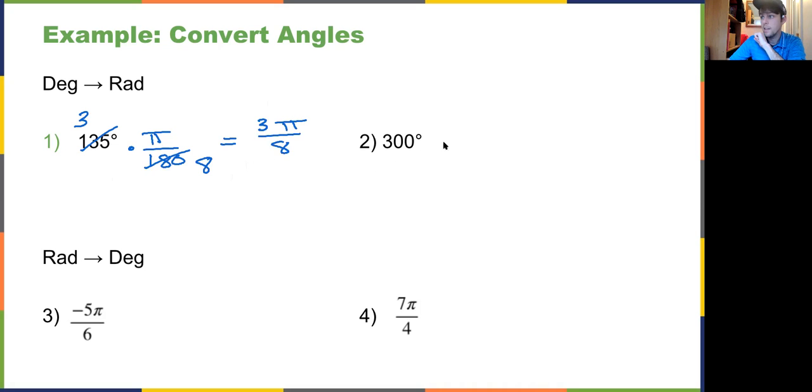300 degrees, so same idea. We need to give it pi, so we're going to multiply by pi over 180. These are both divisible by, well, easy, cancel out the zeros. That's something you can do sometimes, if they both end in a 0. So 30 and 18, those are both divisible by 6. So 30 divided by 6 is 5, and 18 divided by 6 is 3. So 5 pi over 3.